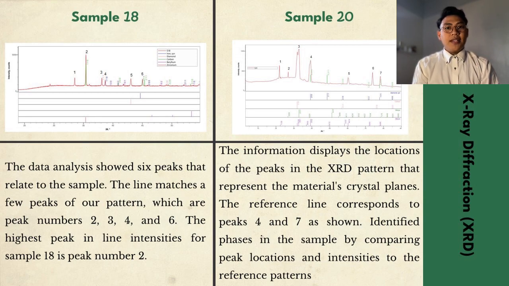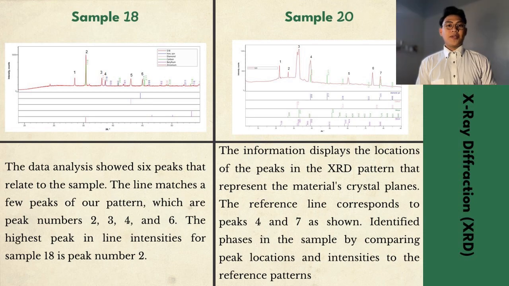For sample 18, the data analysis shows peaks that relate to the sample. There is a variable line with the precise color and type of materials. The lines match a few peaks of our pattern, which are peak number 2, 3, 4 and 6. This enables us to verify that the sample substance contains carbon, diamond and iron. By comparing peak location and intensity to the reference pattern, it is possible to determine whether the detected phase exists in the sample. The highest peak in line intensity for sample 18 is peak number 2.